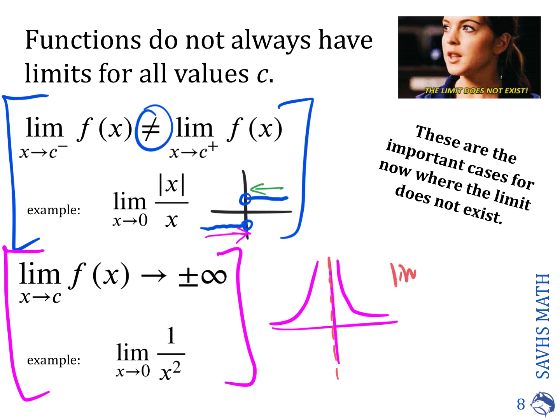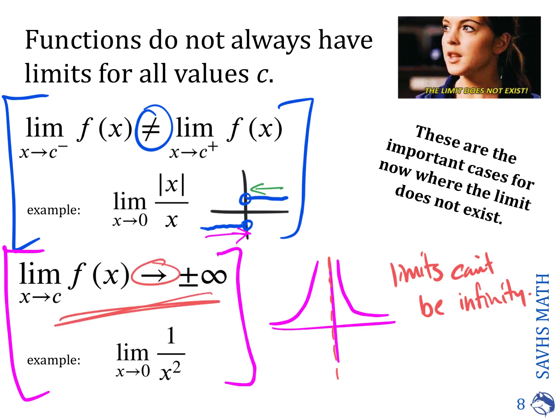Limits can't be infinity. They have to be a specific value. If it goes to infinity, you can say, like the notation that I used here where I have this arrow, is kind of like half okay. If you use an equals sign, it's definitely not okay. So definitely don't use an equals sign. You could use an arrow, but you can also just write it does not exist because it's infinite.